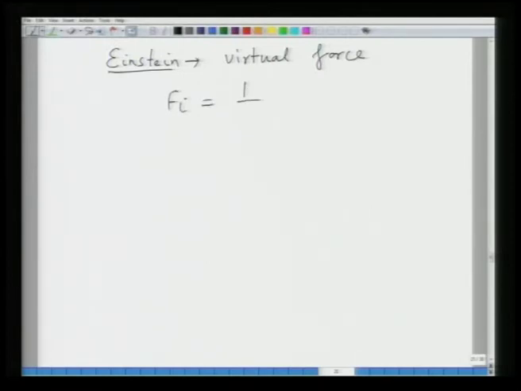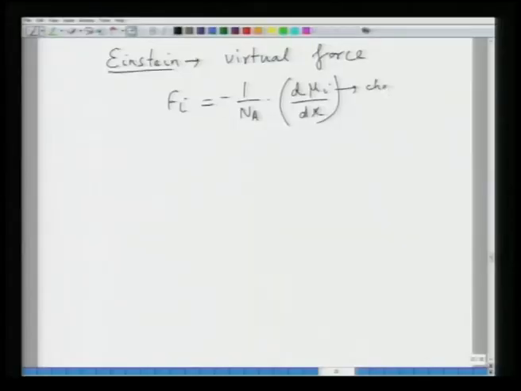This force Fi is equal to minus 1 by Na d mu i by dx. This is the virtual force which acts on the particles during diffusion or transport of species in a system. So, this is the most general force. This mu i is nothing but your chemical potential, and Na, as you know, is the Avogadro's number.